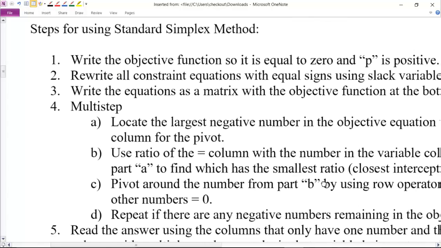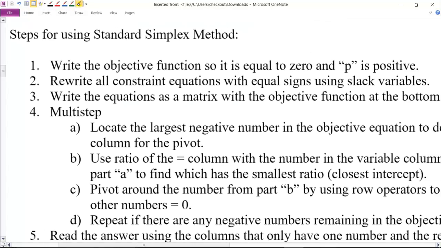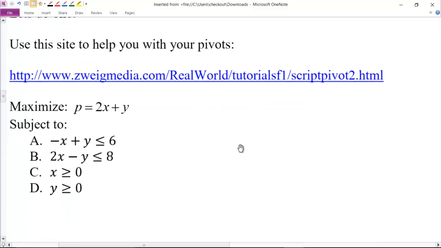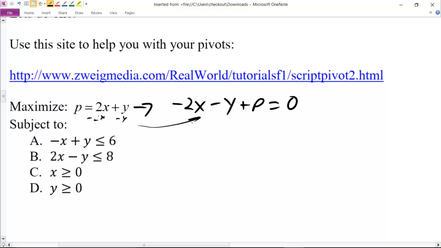Now, the first thing we're going to do is write the objective equation, or the function, so it is equal to 0 and p is positive, meaning the coefficient on p can't be a negative number, so it has to be a positive p instead of a negative p. Now, what that means is we're going to take our function and essentially subtract everything else to the other side and get everything over to p. So does that make sense? I just subtracted the 2x and I subtracted the y and moved them over to the other side, and there we go. That's it. That's step one.